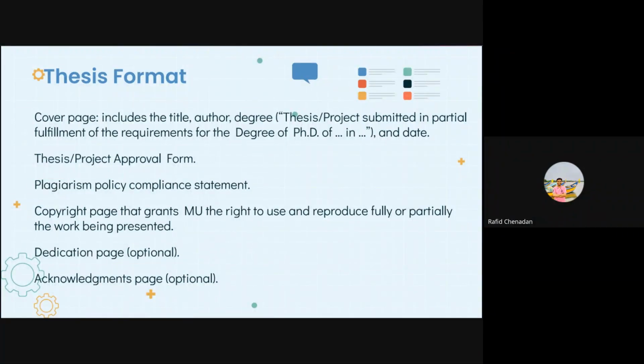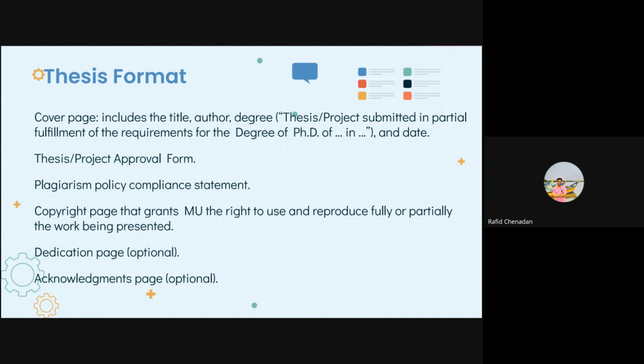This is a format that has a cover. Basically, those who have done a UG dissertation might know it has a format. It has a cover page. The cover page has a title, the name of the author, and the name of the degree.